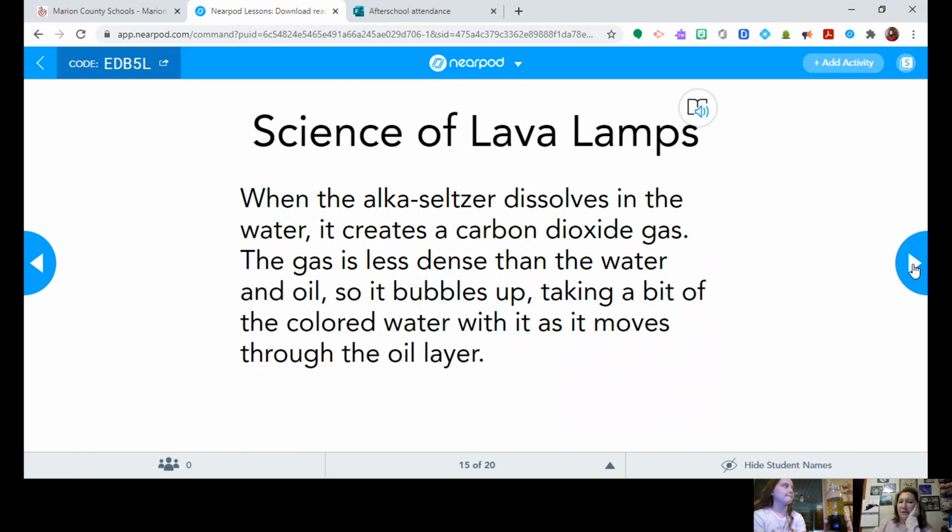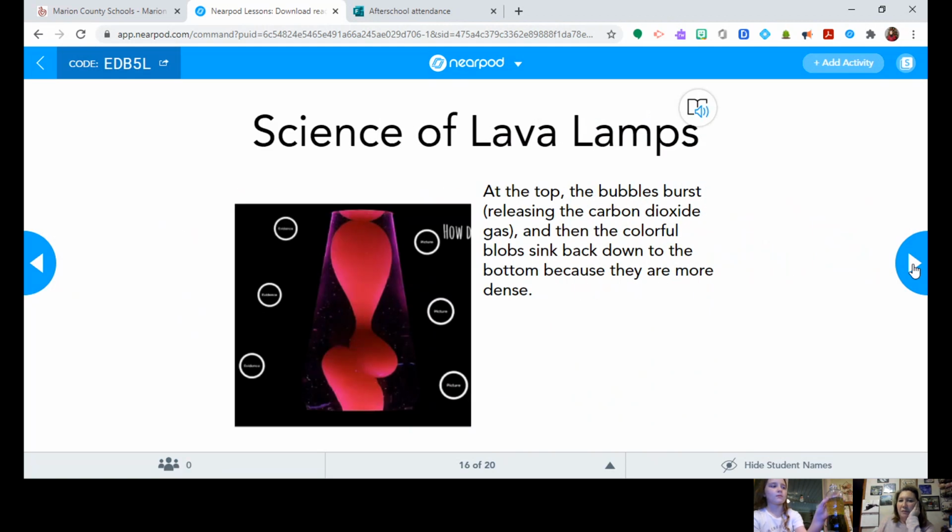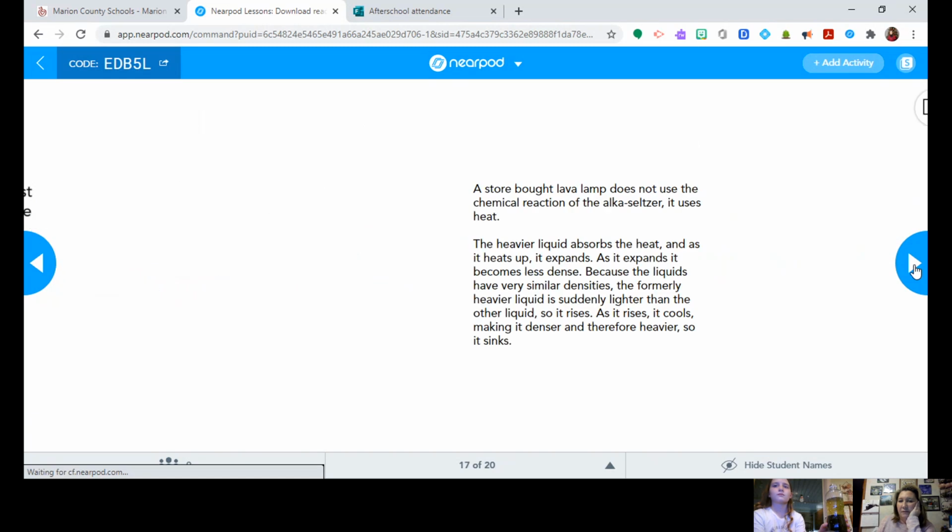When the Alka-Seltzer dissolves in the water, it creates that carbon dioxide gas. The gas is less dense than the water and the oil, so it bubbles up. It takes bits of the colored water with it as it moves through the oil layer. At the top, the bubbles burst, releasing the carbon dioxide, and then the colorful bubbles sink back down to the bottom because they're more dense. And that's how lava lamps work.